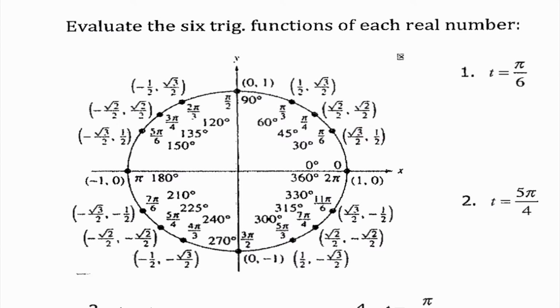If we look at these ordered pairs, these are the 3 ordered pairs that I need to have memorized. Okay, pi over 6 is radical 3 over 2, 1/2. Pi over 4 is radical 2 over 2, radical 2 over 2. Pi over 3 is 1/2, radical 3 over 2.